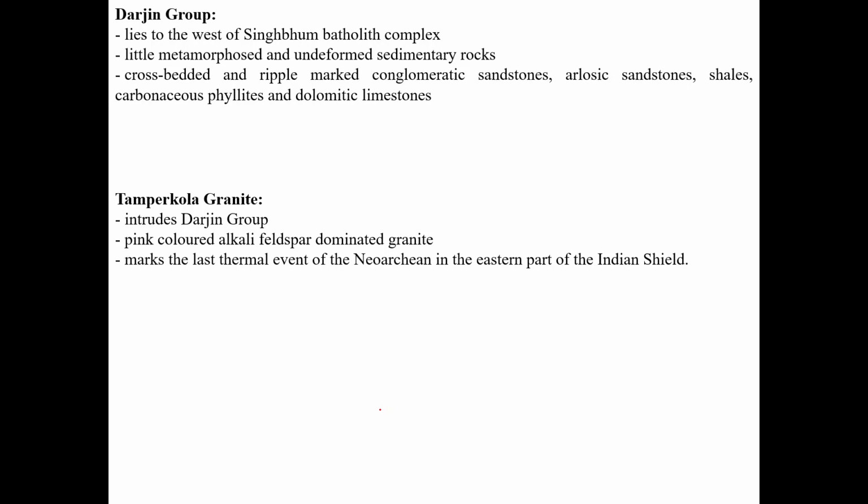It is overlain by the Tamperkola granite, which intrudes the group, an alkali feldspar dominated granite, and it marks the last thermal event of the Neo-Archean in the eastern part of the Indian Shield. It's very, very important. So if a multiple choice question is asked, which of the following rock types or stratigraphic horizons mark the last thermal event of the eastern Indian Shield during the Neo-Archean, the answer will be the Tamperkola granite.